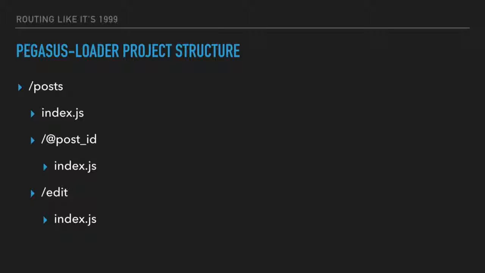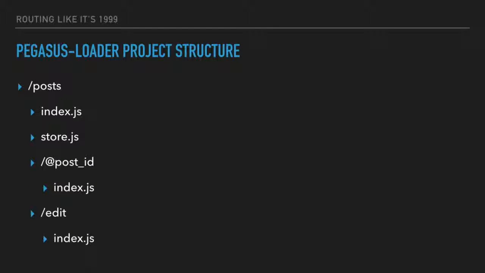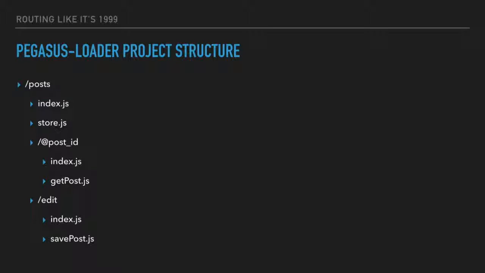So let's say we want to add a store to this application. Where would we put it? Well, we just put it right where it belongs. It's a post store. All it cares about is posts. We can put that in our post directory. Right? Let's say we want to add a few actions to our Flux app. We can put those in the relevant directories as well. For post ID, we want to get the post. Therefore, the get post action lives in our post ID directory. For the edit directory, we want to save that post. That's a JavaScript action, and we can put that directly in the edit directory.